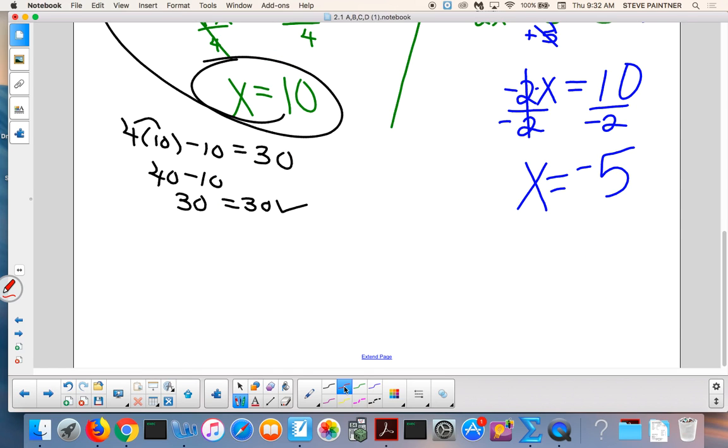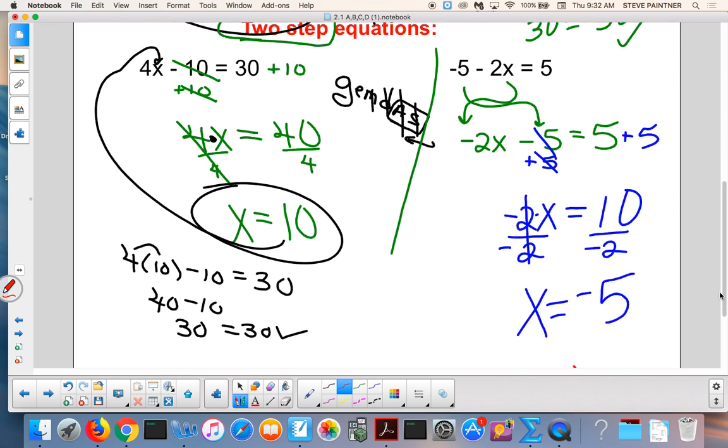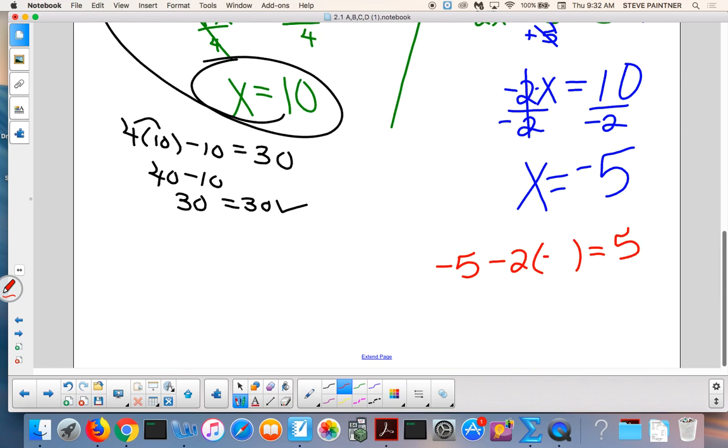Good. Check it quick. I think it was negative 5. 5 minus 2 times x equals what? Okay. Put a negative 5 in. That's 10. Is this true? No. You have the negative 2. The minus. True. All right. I think I'm done.